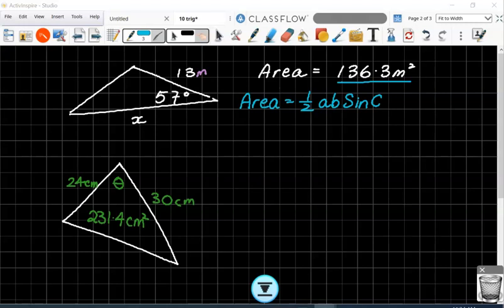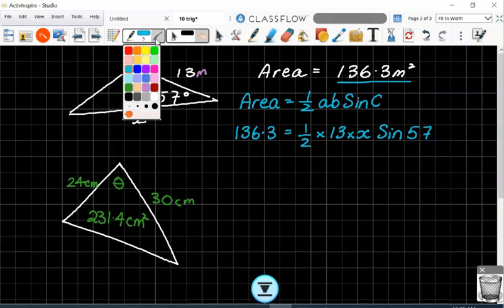So instead of area, we know our area. So right underneath, it says equals, I put equals. It says a half, I put a half. Times, we know that's a times in between. Right, what's my A and my B? 13 and X. So 13 times X times sine. And this time I do have my angle, it's 57.